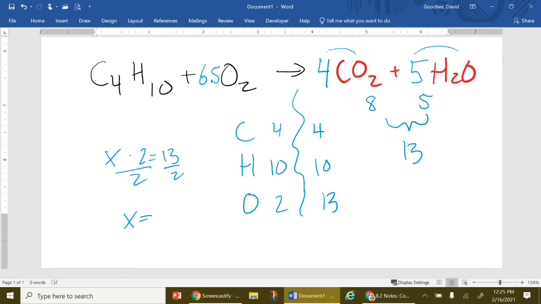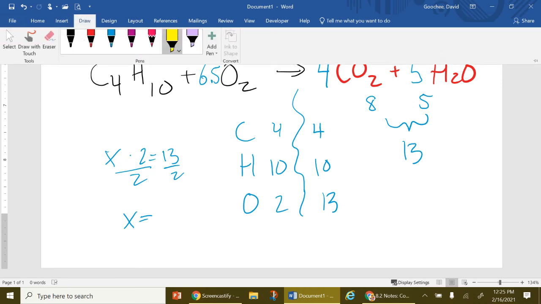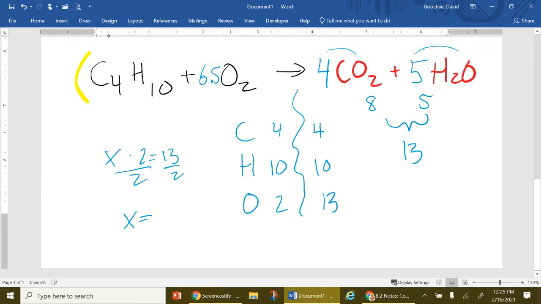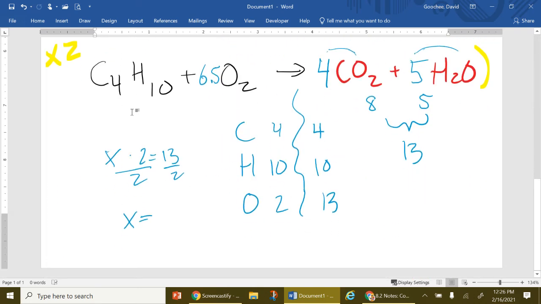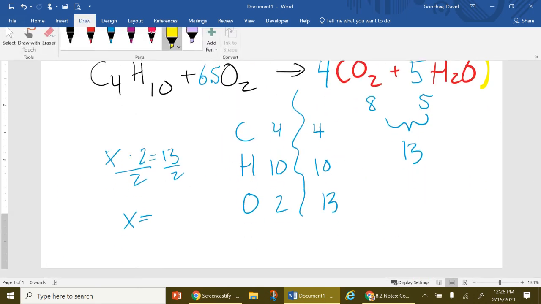Well, the way that you are recommended to change this is just multiply everything by 2. Every coefficient gets multiplied by 2. We double every single coefficient. Let's see what this does for us.